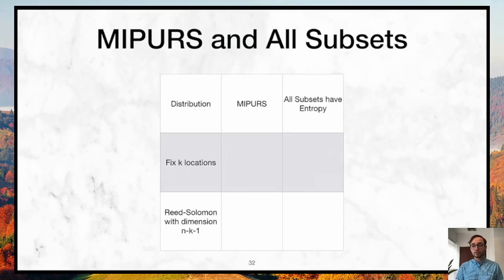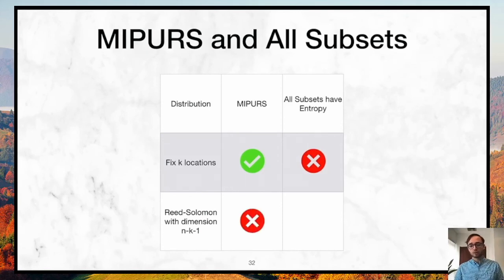I'm now going to talk about MIPURS and all subsets have entropy. There are two simple examples that I'd like to walk through to show that these two characterizations do not contain each other. In the first distribution, we're going to fix the first k locations of the distribution, and the rest are going to be uniform. In the second distribution, it's going to be drawn from a Reed-Solomon code with a specific dimension, that is n minus k minus 1. What we show is that if you fix the first k locations, this is actually still a MIPURS distribution, but clearly this first subset does not have entropy.